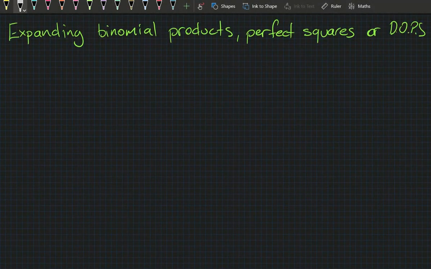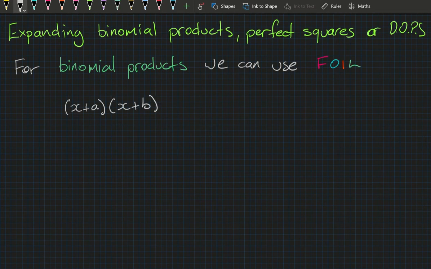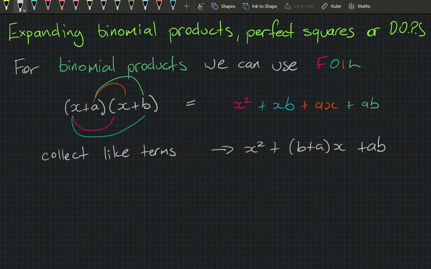Before we go ahead with the example, let's restate what we covered in the introduction. So for binomial products, we use FOIL. For example, x plus a times x plus b, well, that's equal to the first, the outside, the inside, and the last. And when we collect like terms, that becomes x squared plus b plus a x plus ab.